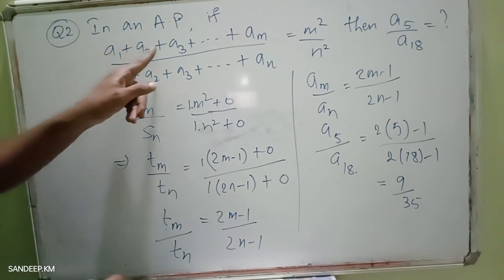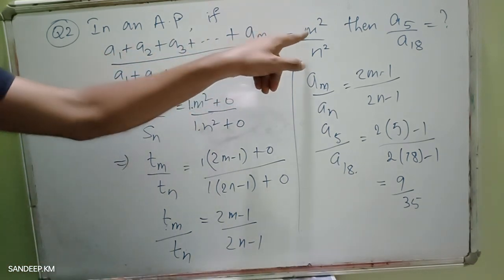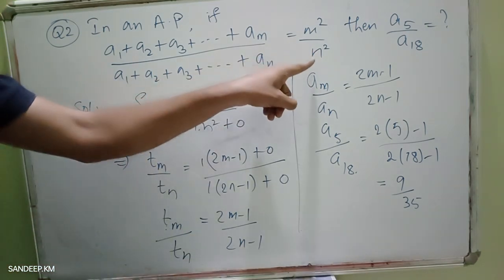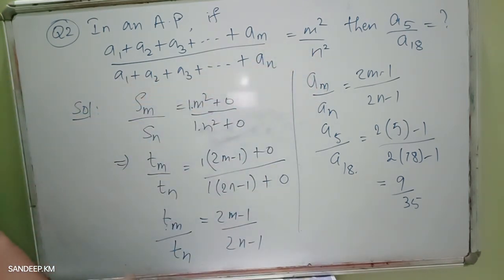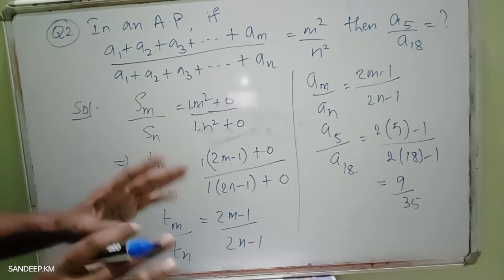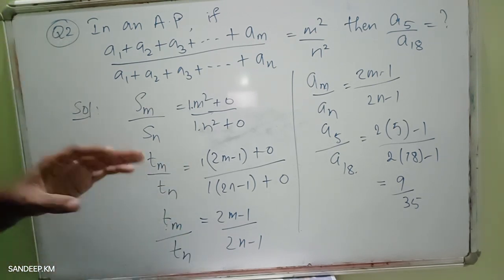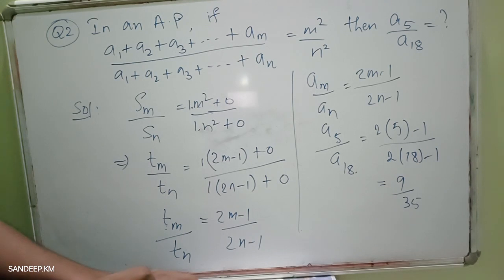They have added the terms in AP and the numerator looks like m square. And they added the terms in AP and the denominator looks like n square. What can be the AP? Can you guess it? The AP is very simple. The AP is multiples of consecutive odd numbers.